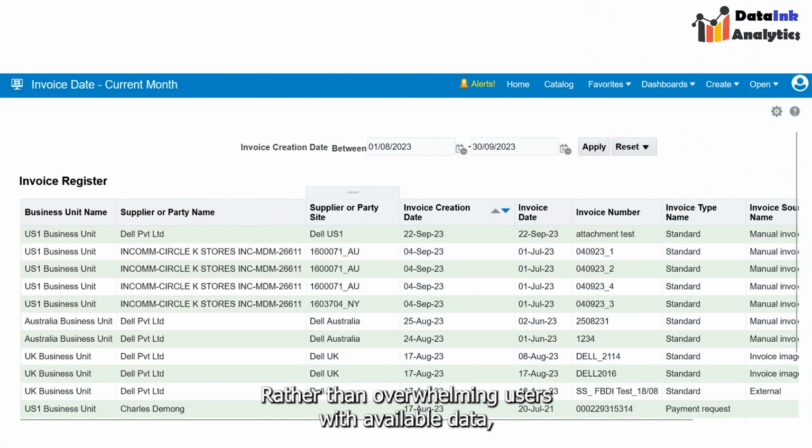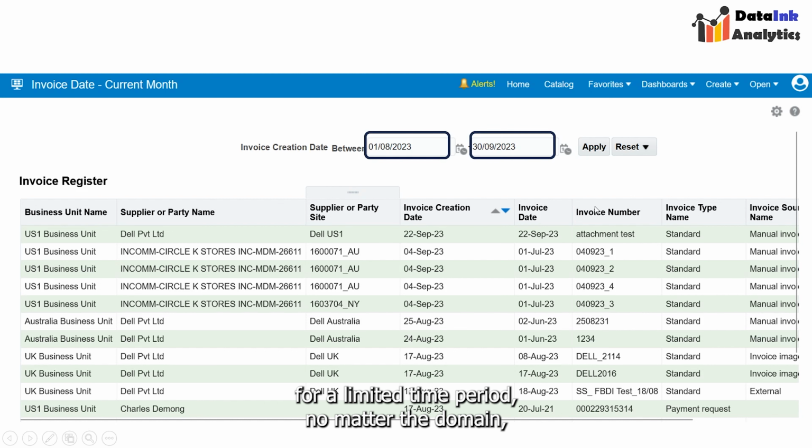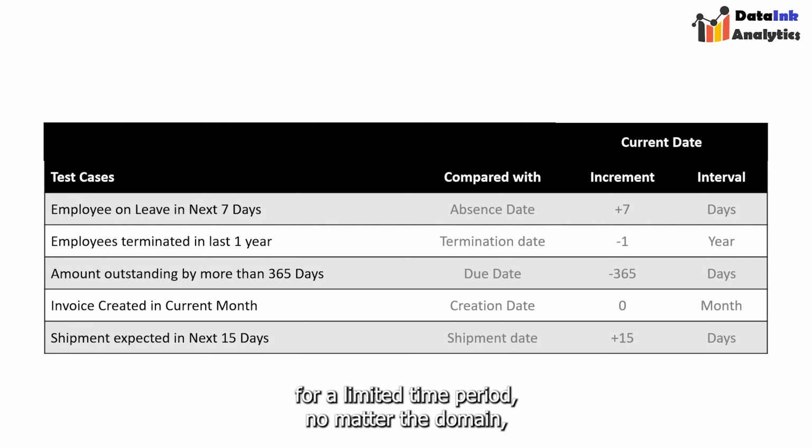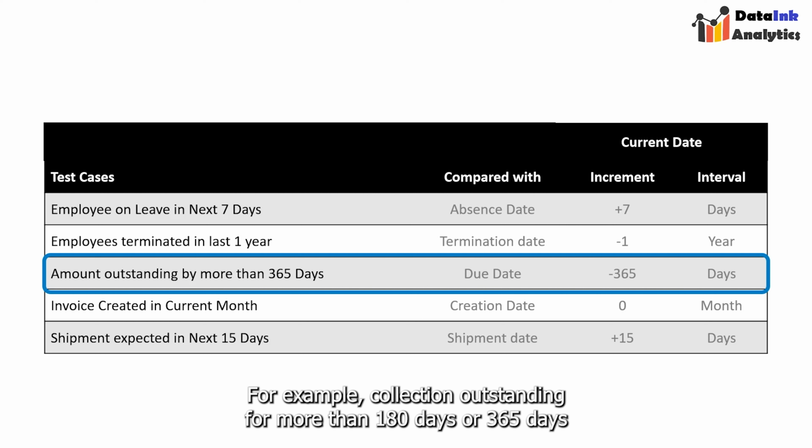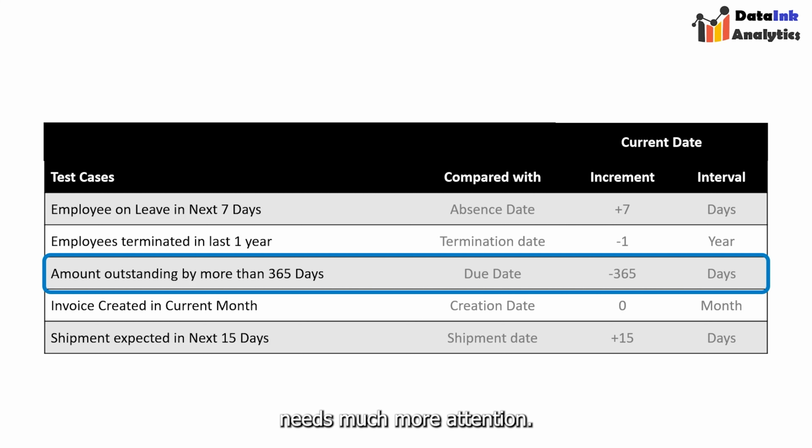Rather than overwhelming users with available data when they open a dashboard, it is advisable to display data for a limited time period. No matter the domain, whether finance, supply chain, or human resource, it is essential to show data that is more relevant to the current date. For example, collection outstanding for more than 180 days or 365 days needs much more attention.